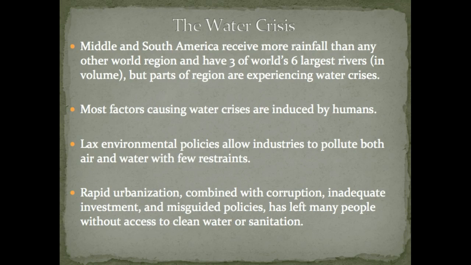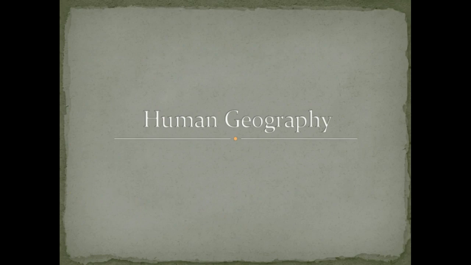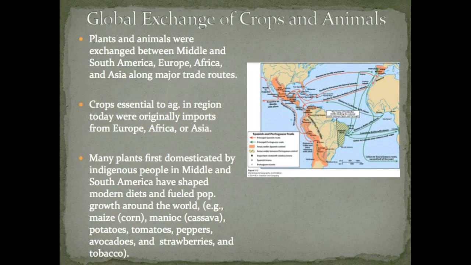Some of the drivers are also rapid urbanization combined with corruption, inadequate investment. So this has left many people without access to clean water and sometimes without sanitation as well. So on the human geography note, it's important to remember how many plants and animals were exchanged between this region, Europe, Africa, and Asia during the colonial era, and still continuing through this day.